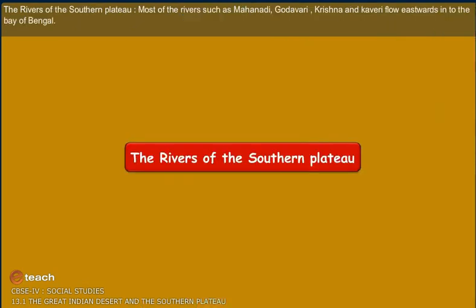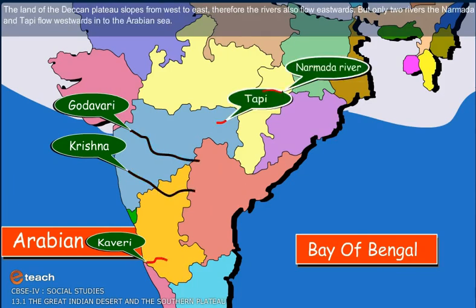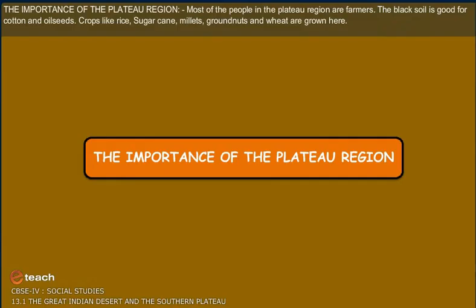The rivers of the Southern Plateau. Most of the rivers such as Mahanadi, Godavari, Krishna and Kaveri flow eastwards into the Bay of Bengal. The land of the Deccan Plateau slopes from west to east. Therefore, the rivers also flow eastwards. But only two rivers, the Narmada and Tapi, flow westwards into the Arabian Sea.